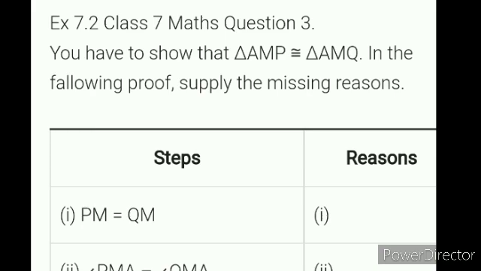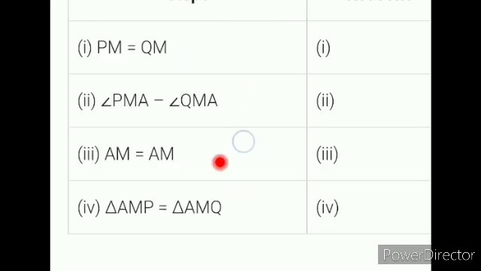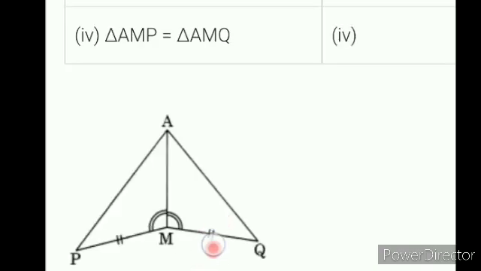The conditions are also given here, and the proof is also given here. We should write the reason for each point, each condition. First, PM equal to QM. PM is a side of triangle AMP, QM is a side of triangle AMQ. These two are equal. The reason is it is given in the question itself. So we should write "given".